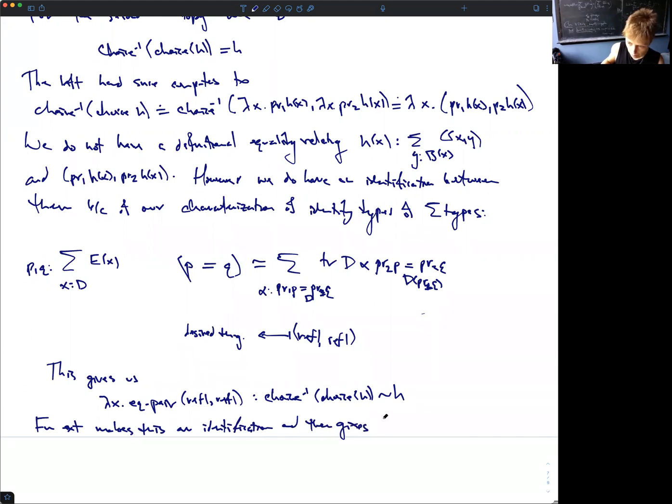So we were trying to prove that choice inverse and choice are homotopy inverses. And we get that homotopy from having an identification here, which we get from function extensionality. So that's the end of the proof of the equivalence.